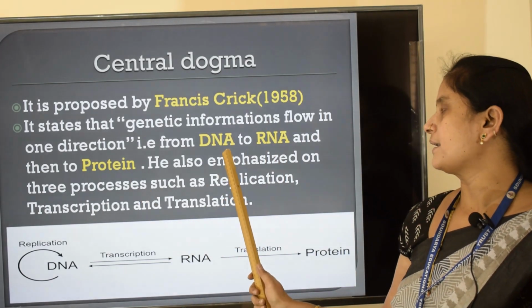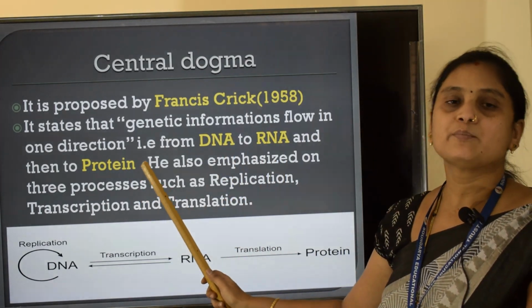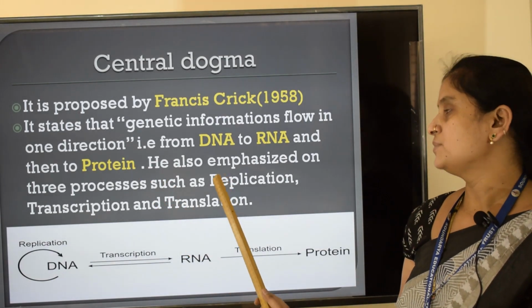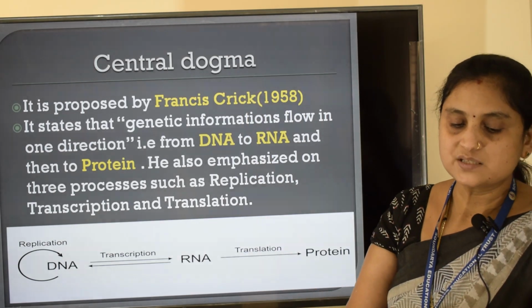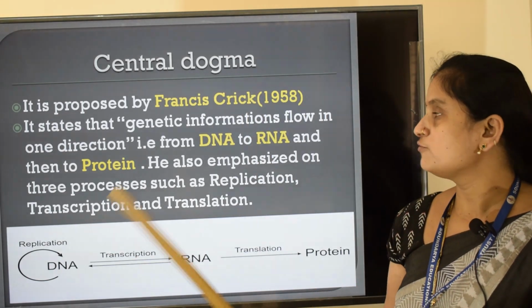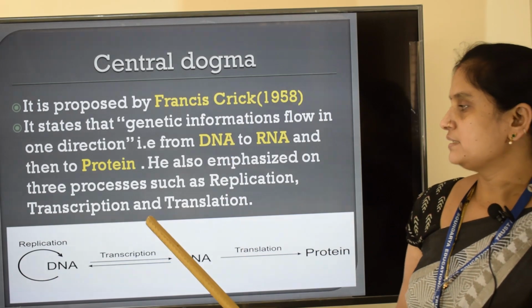From DNA to RNA, from RNA to protein. Then protein expresses the phenotype. So this is called central dogma. So central dogma means the genetic information always flows in one direction. That is how you know.